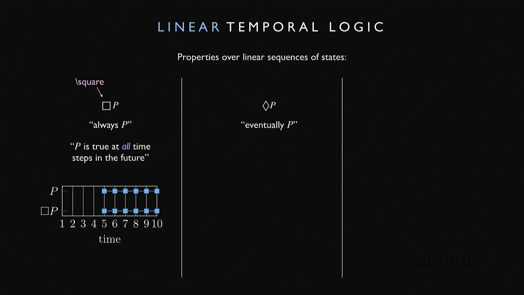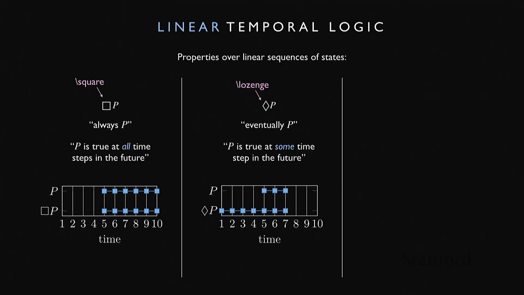Okay, and then the next operator we'll talk about is eventually. This is the diamond shape here, read as eventually P. If you want to know how to write that in LaTeX code, it's \lozenge. Basically what this is saying is that P must be true at some time step in the future. So not all time steps, but some time step in the future.